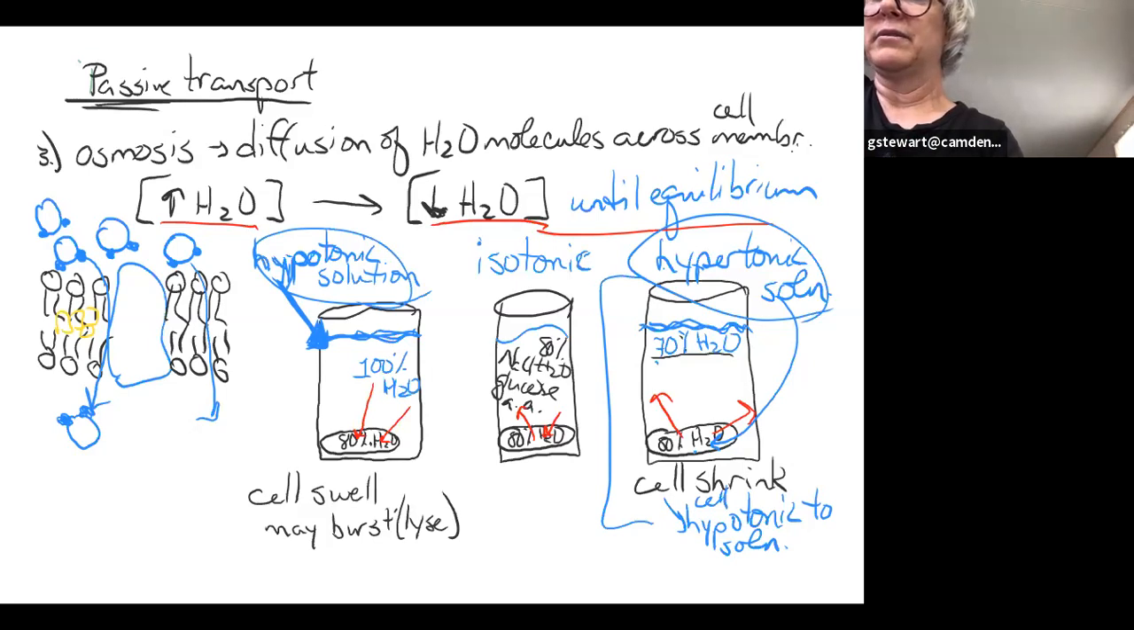All right, let's get rid of that. That was our last type of passive transport. And I think that's where we're going to stop today. And then tomorrow we will continue with active transport.